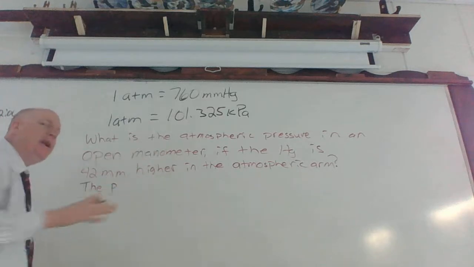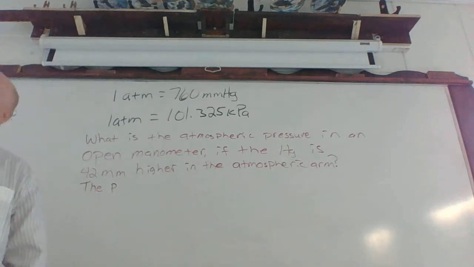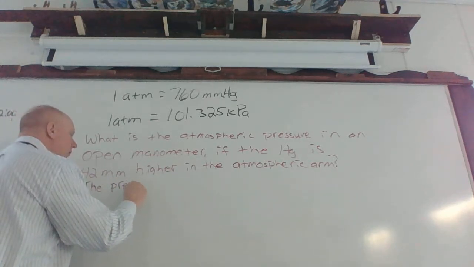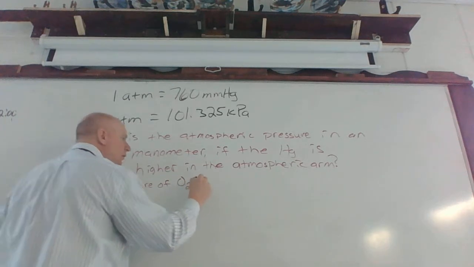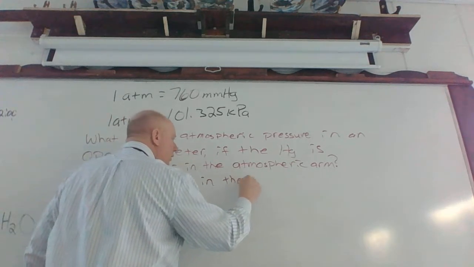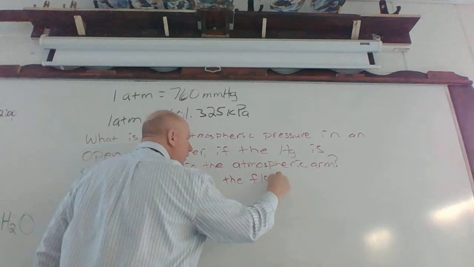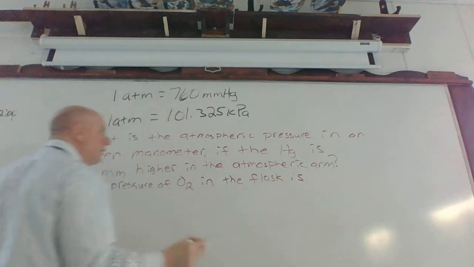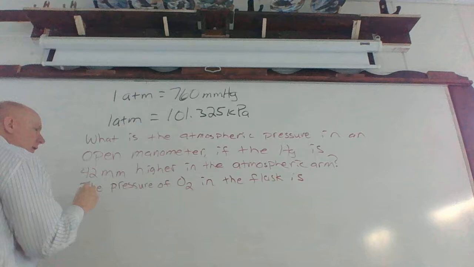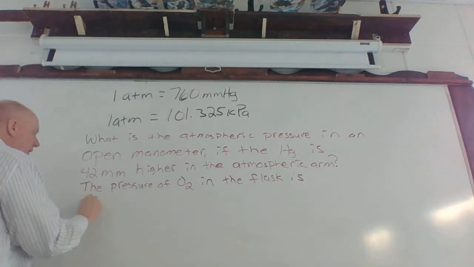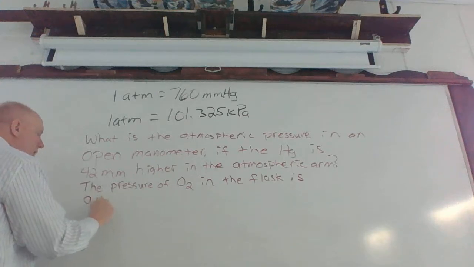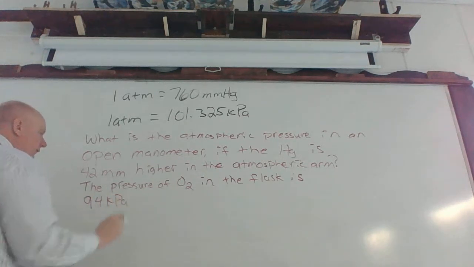Now, when you're reading this, it doesn't make any sense, but that's why we'll draw a diagram to hopefully connect the dots here, okay? The pressure of O2 in the flask is, we'll say, 94 kPa. Okay?